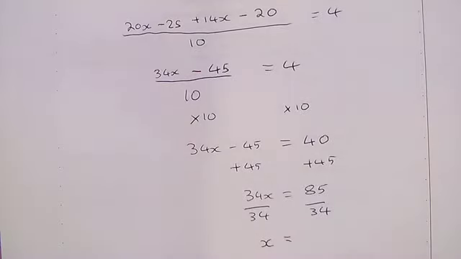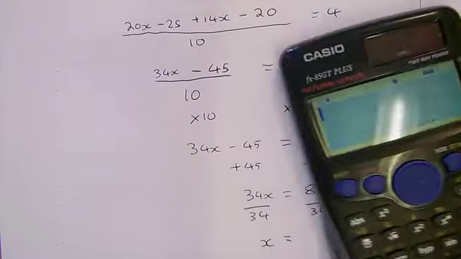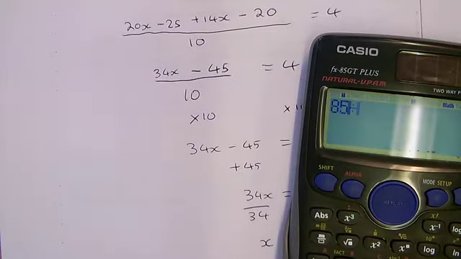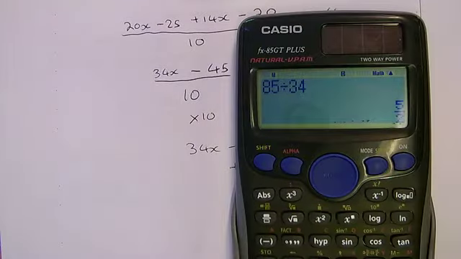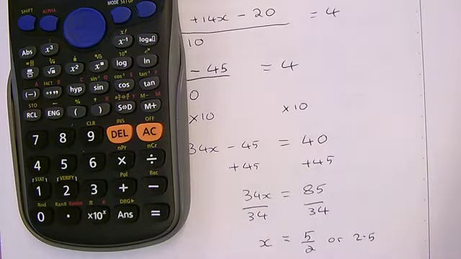On your calculator, see if it comes up to a nice number. So 85 divided by 34, on the screen is 5 over 2, so you can have 5 over 2 or 2.5. Okay, remember it's a calculator paper, so just tap it in and see if it comes up with a nicer number for you.